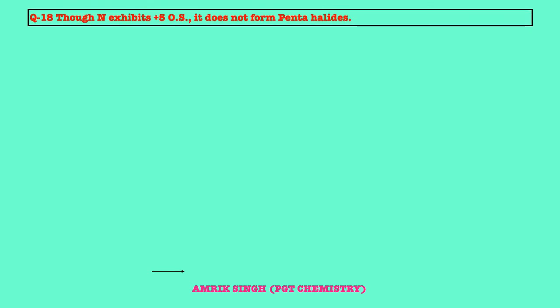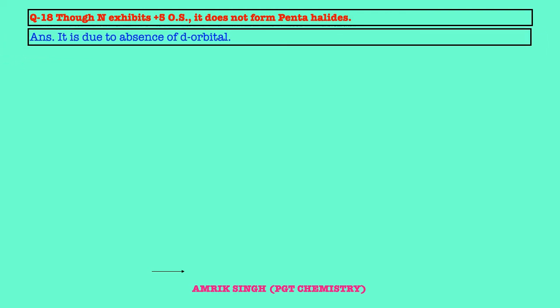Question number 18. Though N exhibits +5 oxidation state, it does not form pentahalide. Again, answer is it is due to the absence of d orbital.